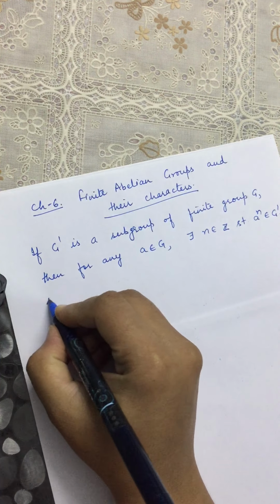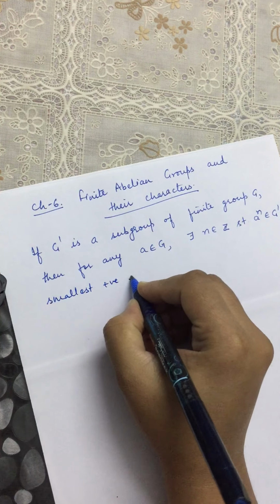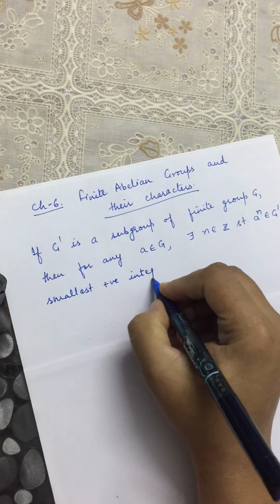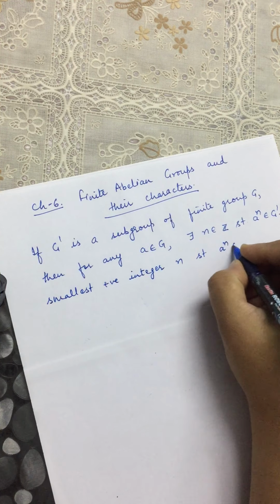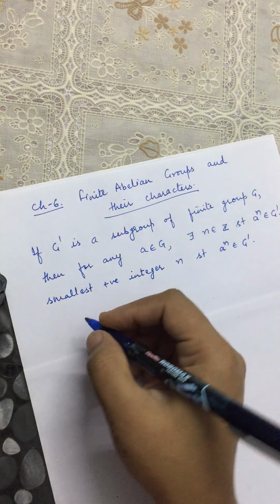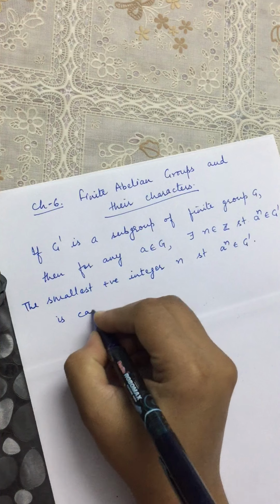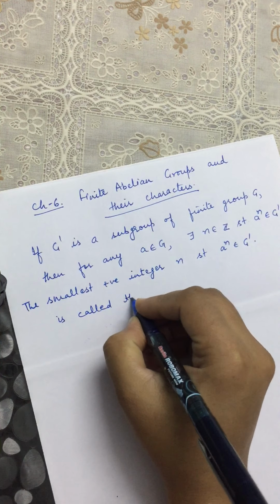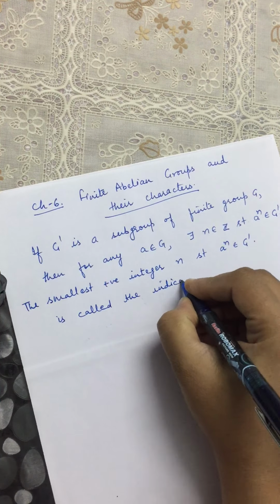So we define the smallest positive integer n such that A raised to n belongs to G dash is called the indicator of A in G dash.